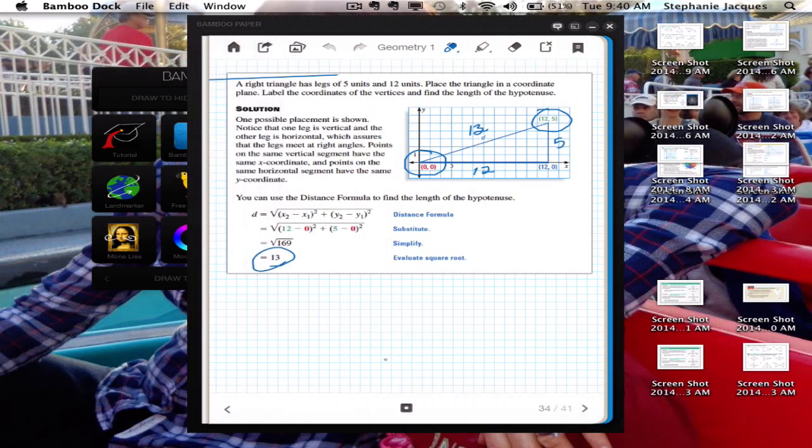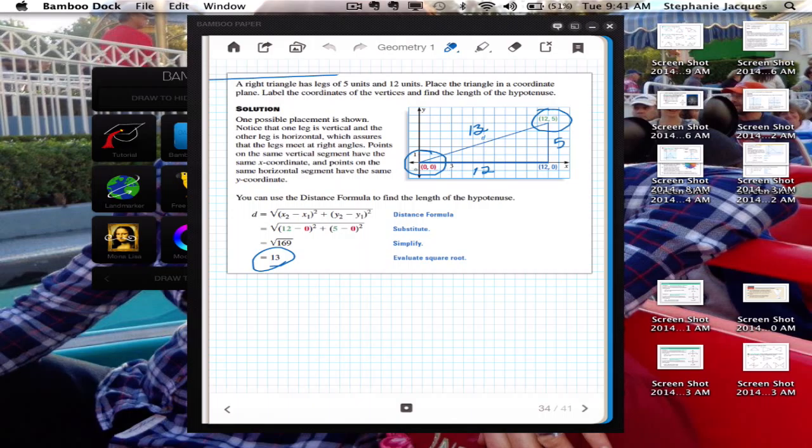So let's apply it to an example. It says a right triangle has legs of 5 units and 12 units. Place the triangle in a coordinate plane. Label the coordinates of the vertices and find the length of the hypotenuse. I already wrote my notes on here. They haven't given us our hypotenuse yet, but I just wrote it in after I did the problem.